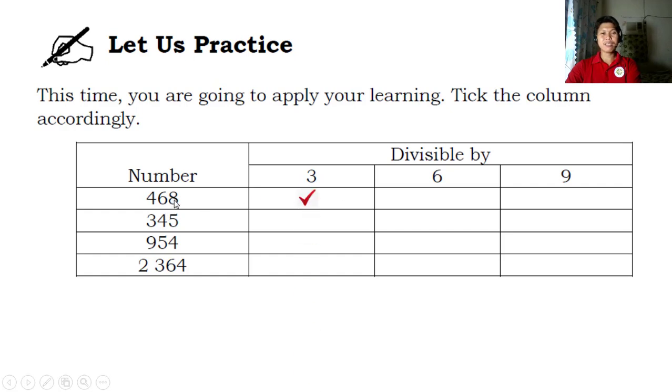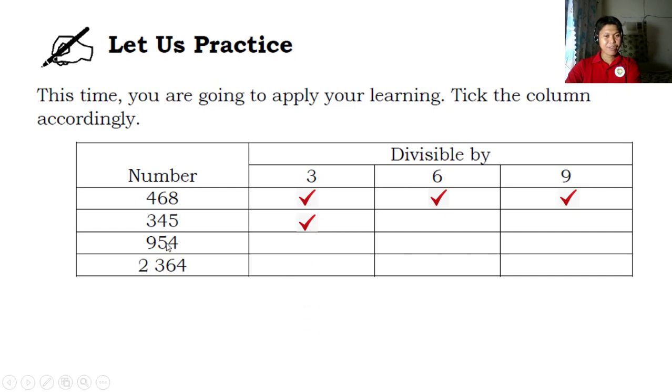Kasi 18. Sa 6, pwede kasi even number. How about sa 9? 18, pwede sa 9. 345, tingnan natin. 3 plus 4 is 7 plus 5 is 12. Pwede sa 3. Pero hindi pwede sa 6 kasi odd number. And sa 9, hindi rin pwede kasi nga 12, hindi pwede. Dapat 18.